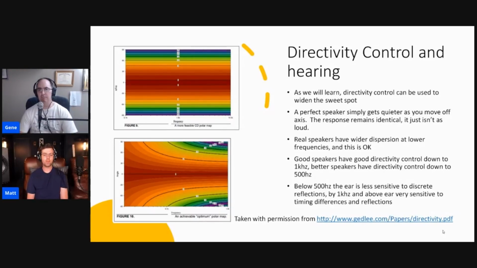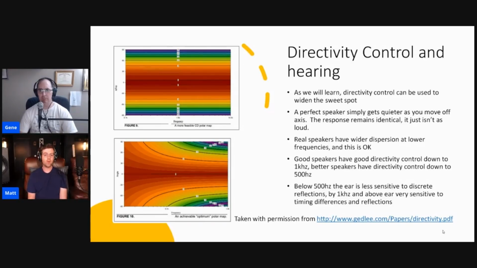A perfect speaker simply gets quieter as you move off axis. The response remains identical. It just isn't as loud. Now, when I say perfect speaker in this context, I'm referring to a perfect controlled directivity or constant directivity speaker. Obviously, a very wide dispersion speaker that is perfect would have the same response and not get quieter. But in this case, I'm talking about a controlled directivity speaker. So a perfect one simply gets quieter as you move off axis. There's no change in response.